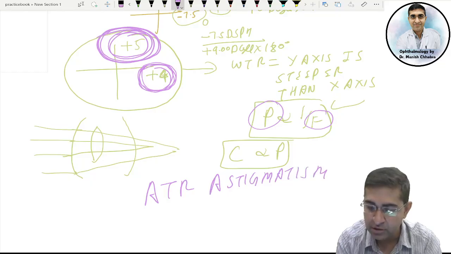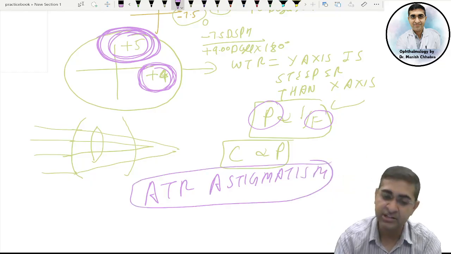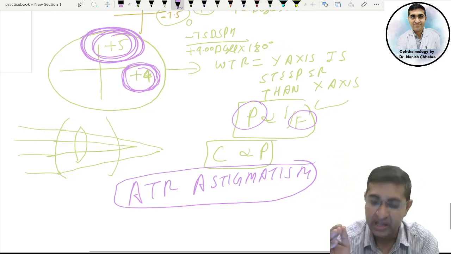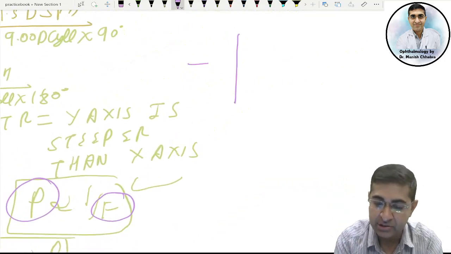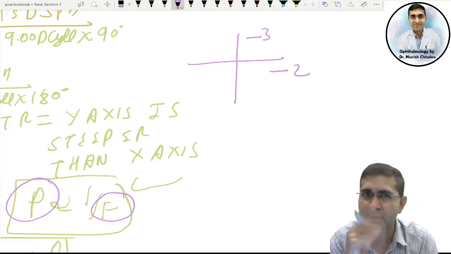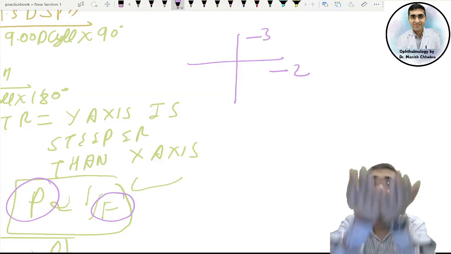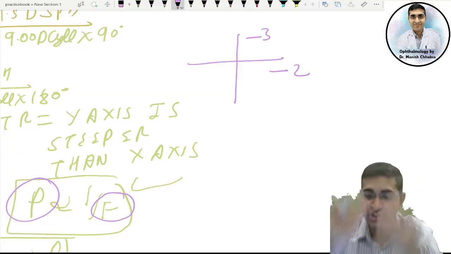Have you understood? Let's take another example. So this was for plus. I am going to give you another example, but this time I am going to take minus. Okay. So minus 2, minus 3. So what do you understand by minus? Minus means concave glass. Concave glass means divergent glass.